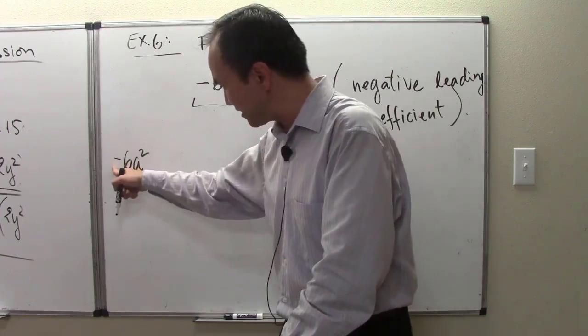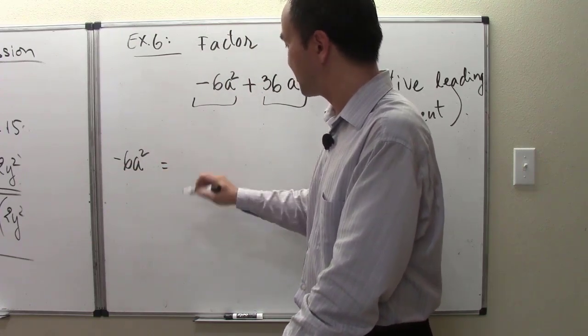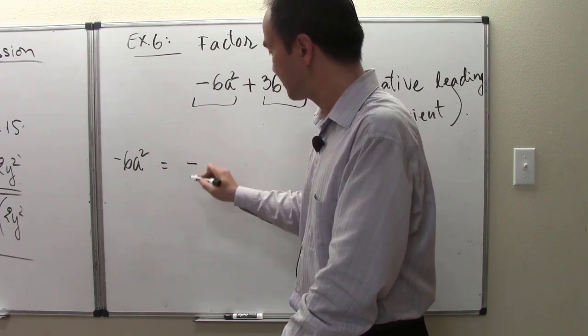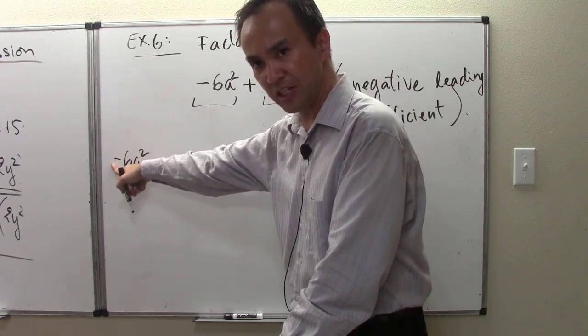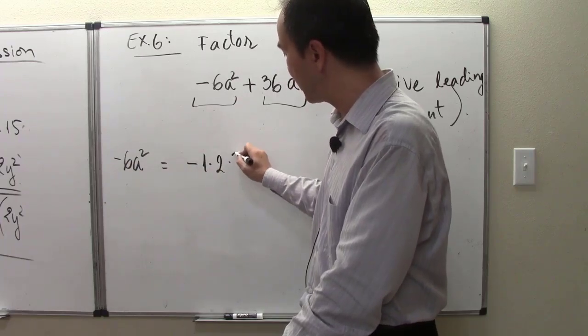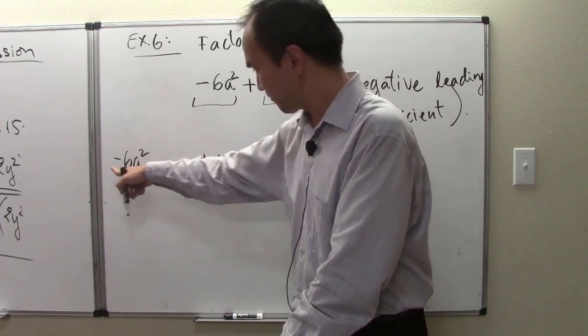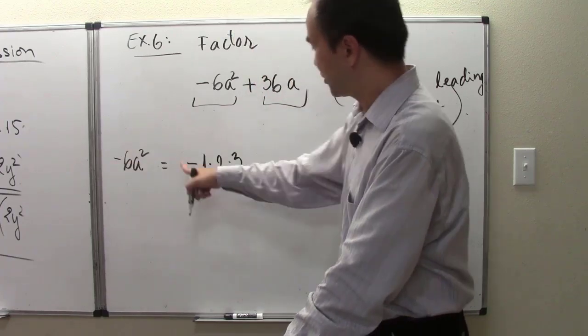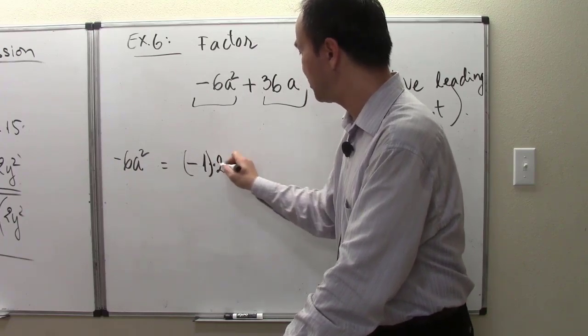So minus 6a squared. Let's think of that as minus 1, because the negative 6 right here can always be thought of as negative 1 times 2 times 3. So we put the prime factors on all of that, and we put a negative 1. That explains the negative 6. So negative 6 comes out as negative 1 times 2 times 3.